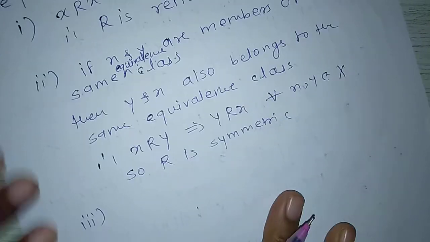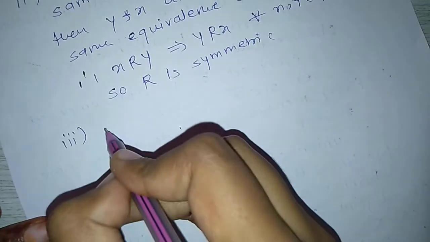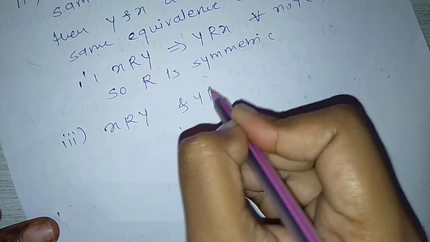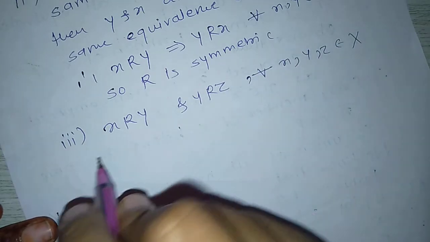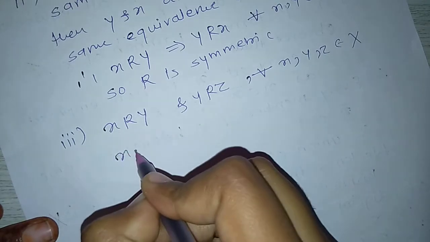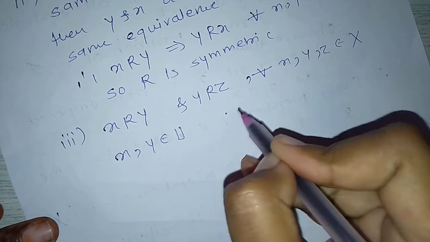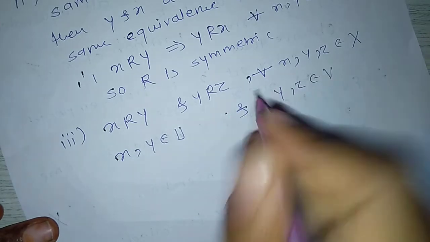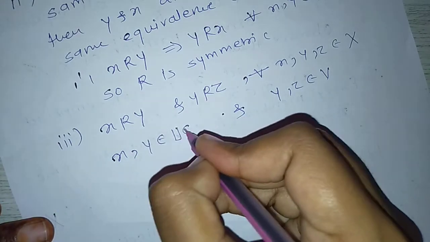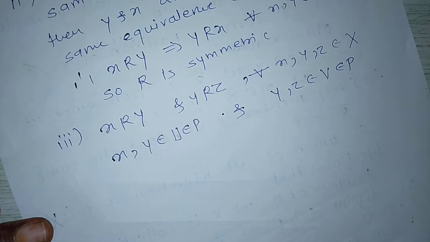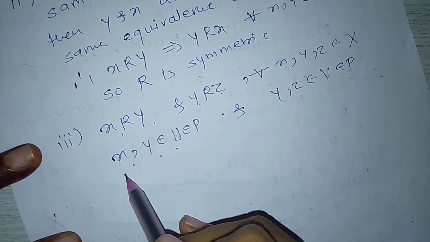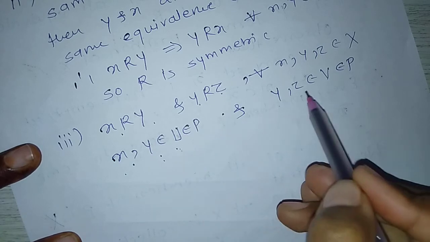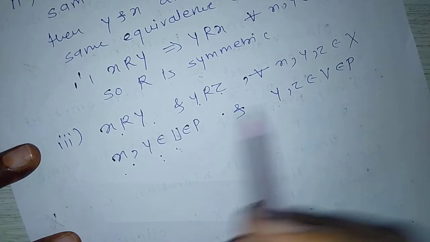Third, x related to y and y related to z for all x, y, z belonging to X. Let x, y belong to U and y, z belong to V, where U and V belong to P. P is a partition, and in a partition, two sets are either identical or disjoint. x, y belonging to U means x, y belong to the equivalence class U, and y, z belonging to V means y, z belong to the equivalence class V.